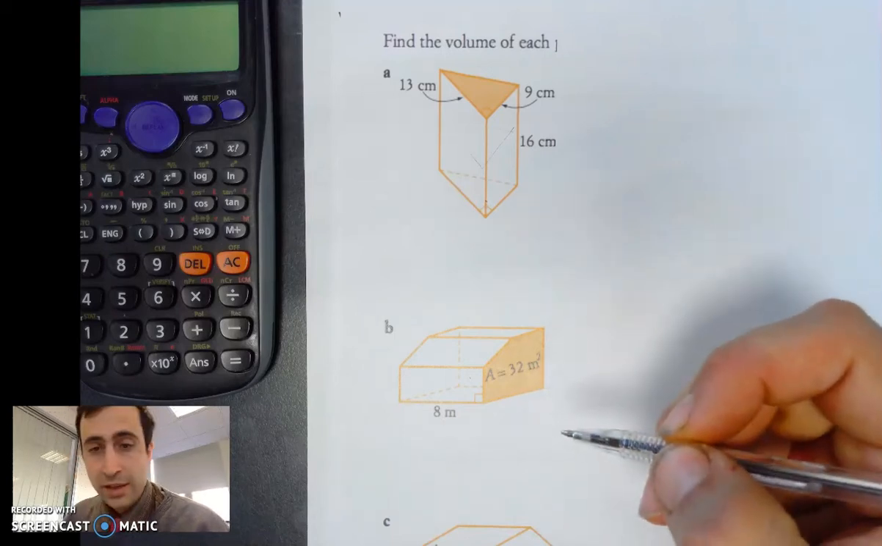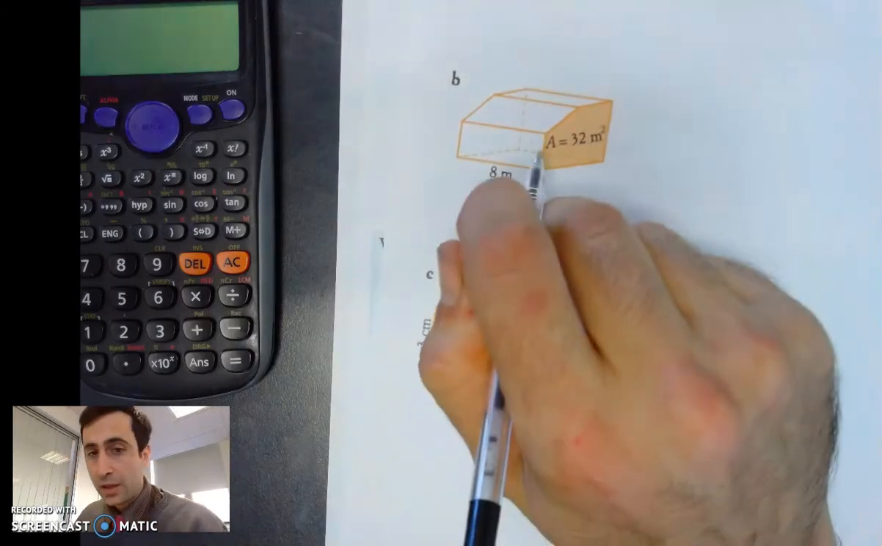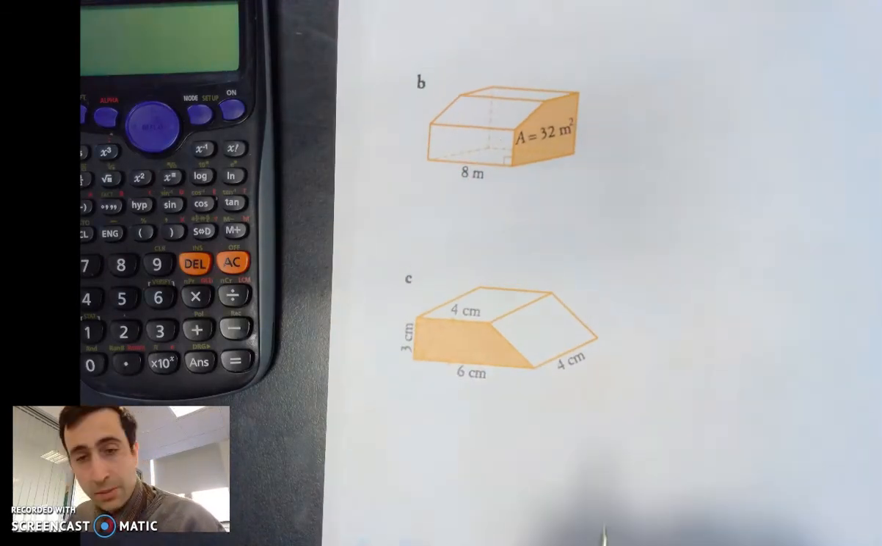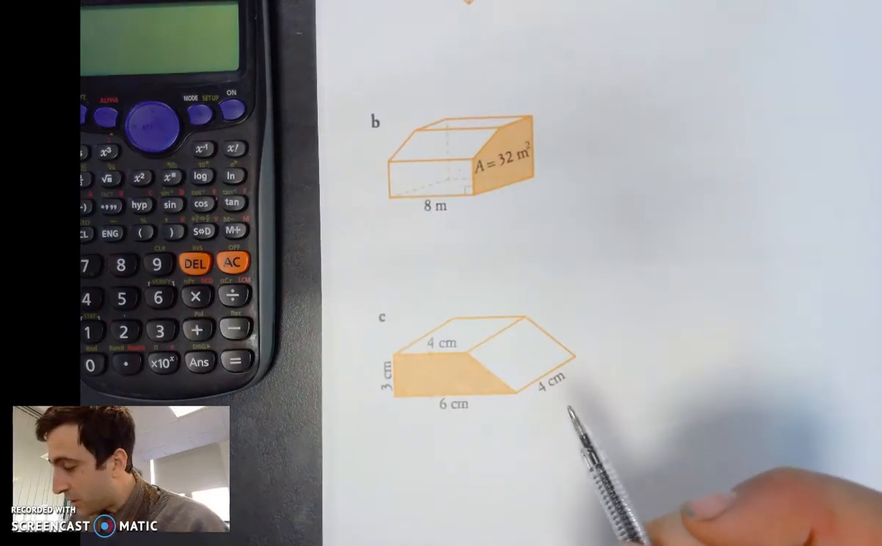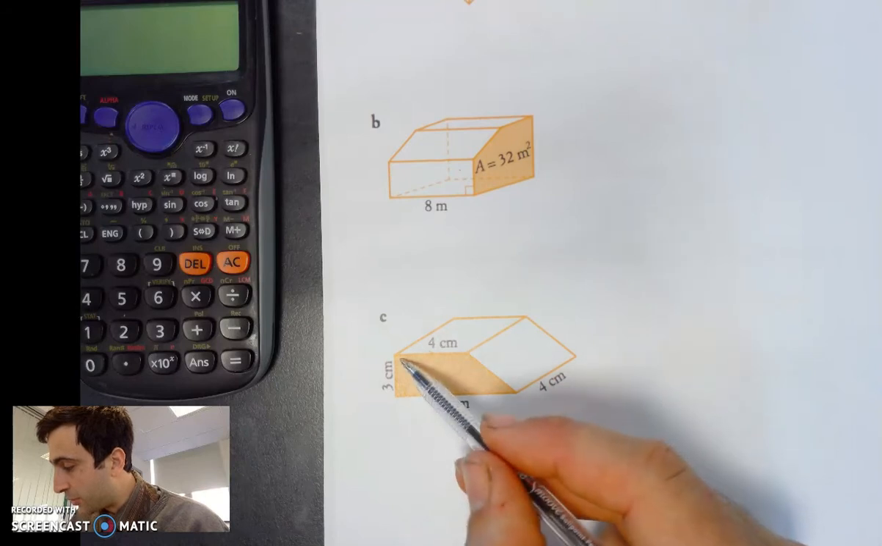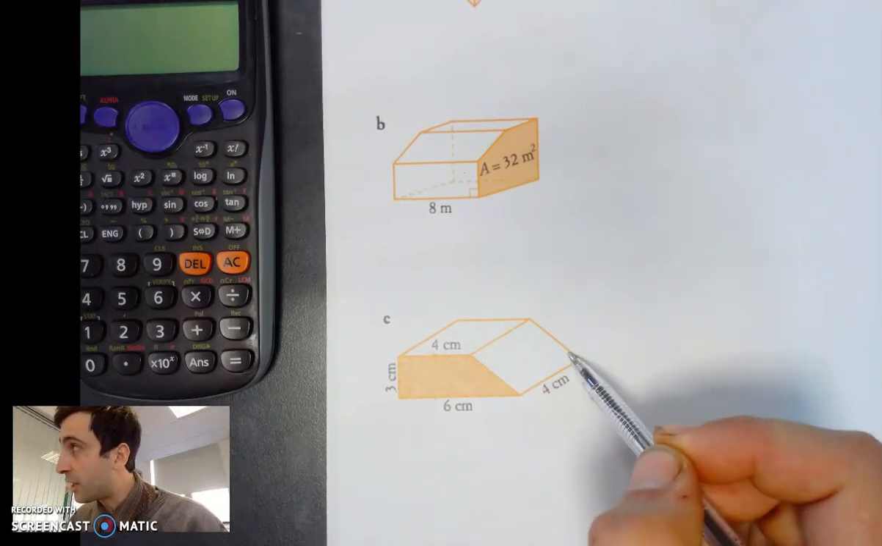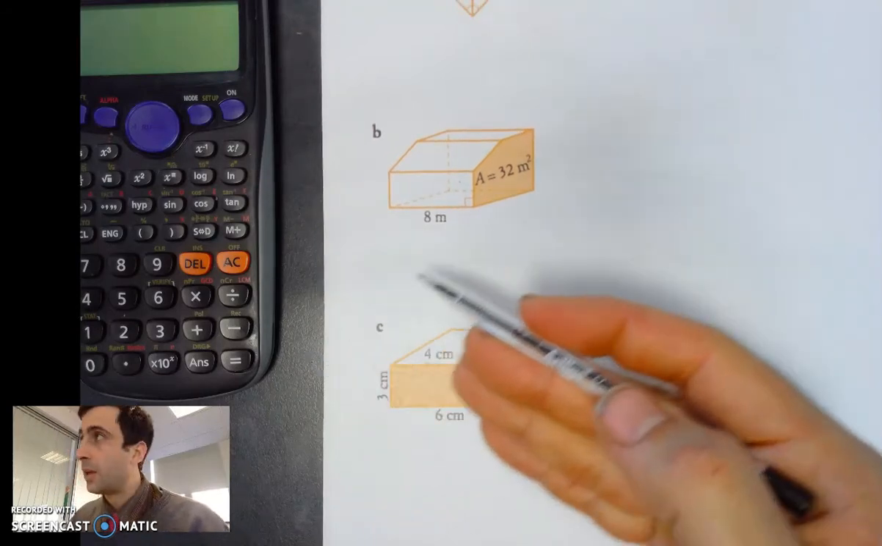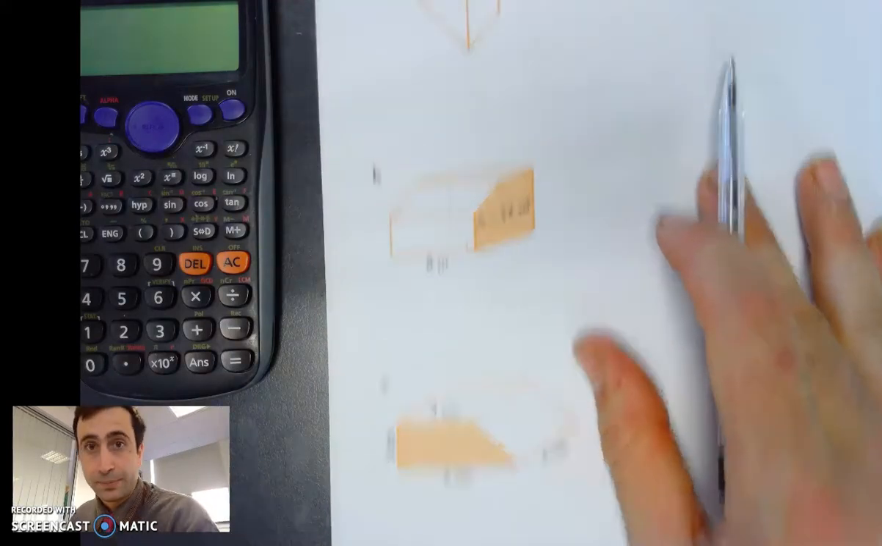If we go down here, this trapezoidal prism, which one's the base? Well, it can't be any of these sides. It has to be this one because that is the shape that is uniform the whole way through. In other words, that's the shape that follows through. Let's start working it out.